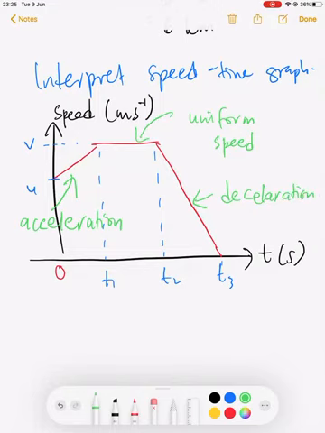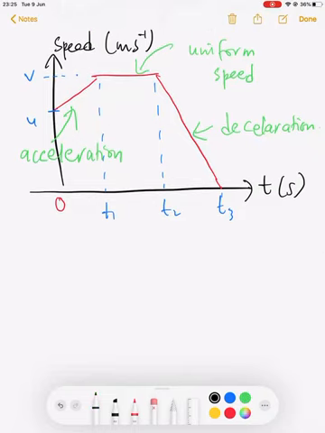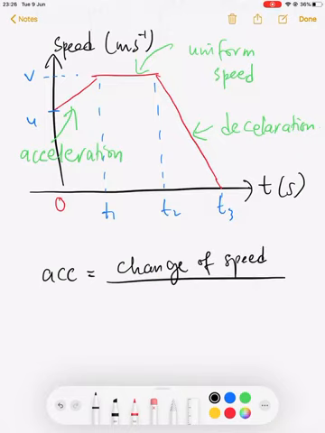Okay, so what do we mean by acceleration? Acceleration is equal to the change of speed, final speed minus initial speed, divided by the change in time.